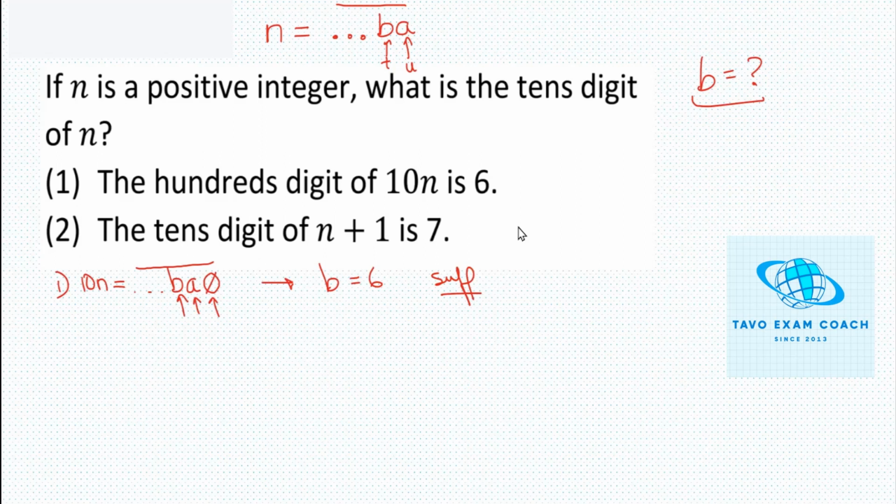Let's analyze what happens with statement 2. The 10th digit of n plus 1 is 7. This number, n plus 1, how do we obtain this number? Imagine you have number n, like this, and you add 1 to this number, and you do the sum. According to the algorithm of the sum of positive integers, you first add the units, then the tens, and so on. So what is the sum of a plus 1?